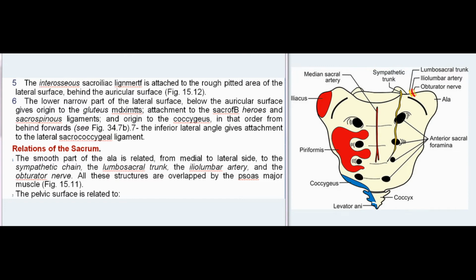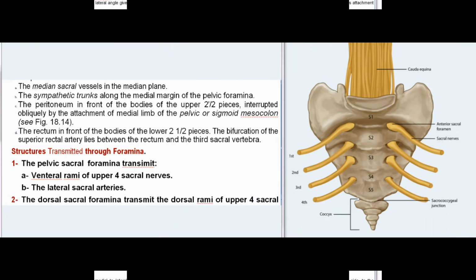2. The pelvic surface is related to the median sacral vessels in the median plane; the sympathetic trunks along the medial margin of the pelvic foramina; the peritoneum in front of the bodies of the upper 2½ pieces, interrupted obliquely by the attachment of the medial limb of the pelvic or sigmoid mesocolon, see Fig 18.14; and the rectum in front of the bodies of the lower 2½ pieces. The bifurcation of the superior rectal artery lies between the rectum and the third sacral vertebra.